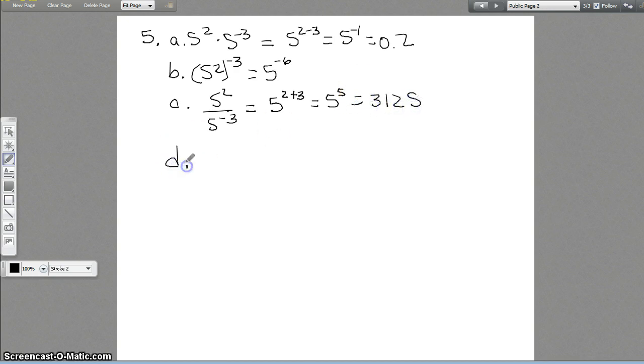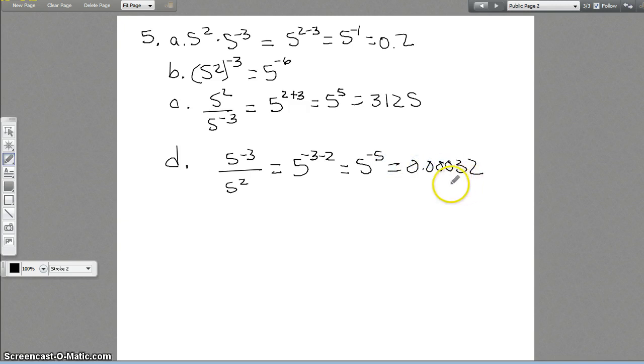Okay, part D, we have 5 to the negative 3 divided by 5 squared. Again, we're dividing, so we're going to subtract our exponents. So this time we have 5 to the negative 3 minus 2. Negative 3 minus 2 is negative 5, so it's 5 to the negative 5, which is 0.00032. Okay, so again, this was number 5, which is just like number 10 in your homework.